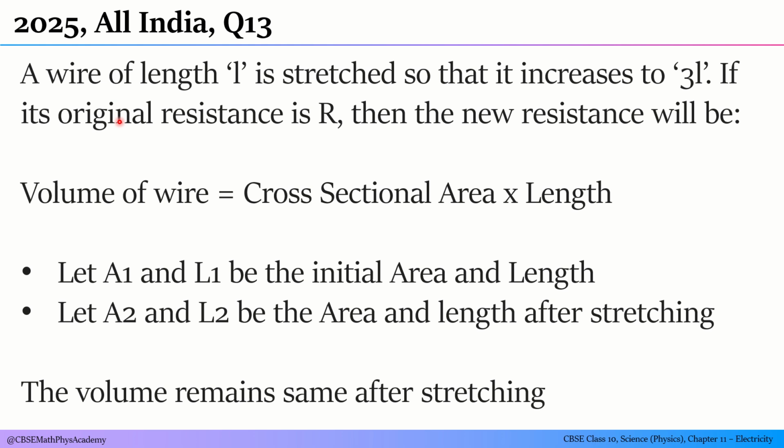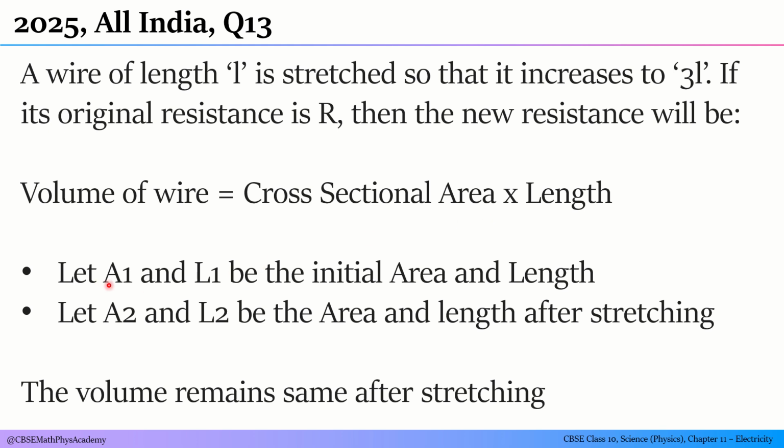This is the question, whatever is given, and we are going to clearly write that the volume of the wire is equal to cross-sectional area into length. This is your basic mathematical formula: area into length is equal to volume. The area depends upon whether you have a square wire or a circular wire. Mostly it is a circular wire. For a square wire, it is just the multiplication of the lengths of the sides.